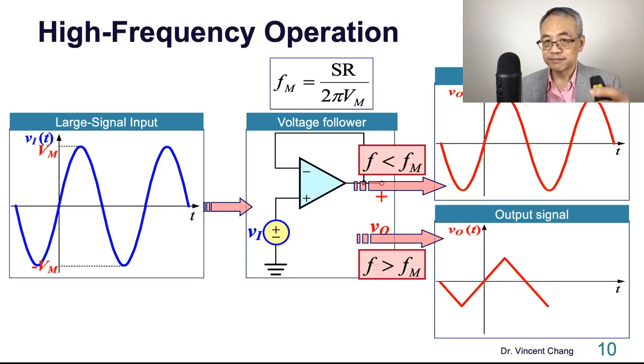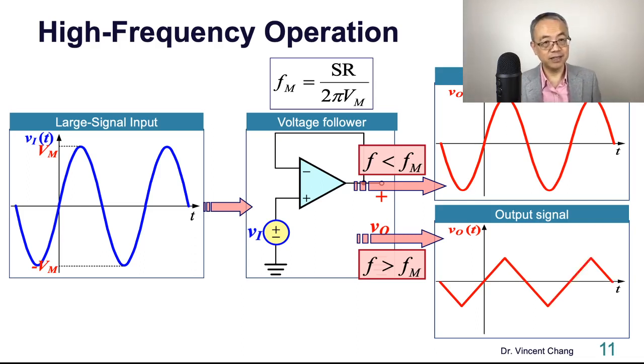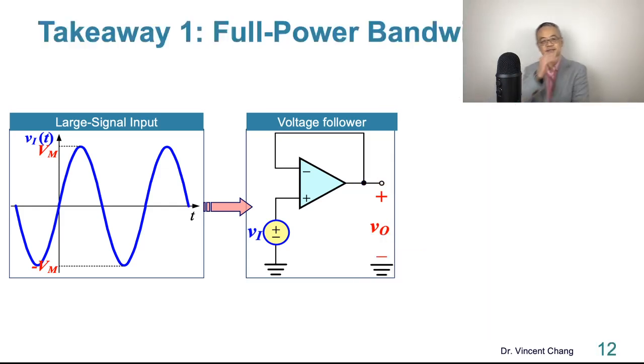Because your learning is in sequence, you know the secret behind this, and not just the secret, but also the insight. So why sinusoidal in, triangular out? At least you know two things. Number one, slew rate limitation. And number two, the slope of the triangular wave is the slew rate. That's the big picture.